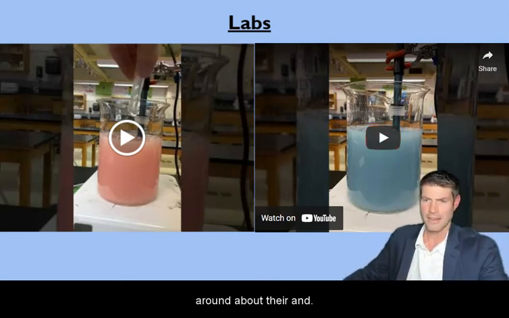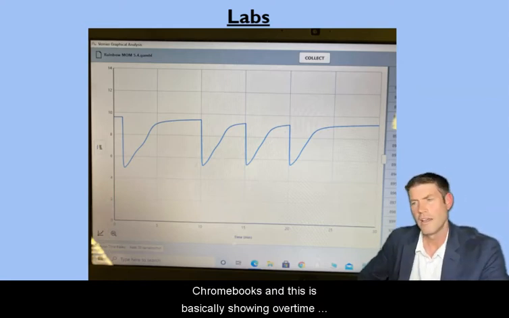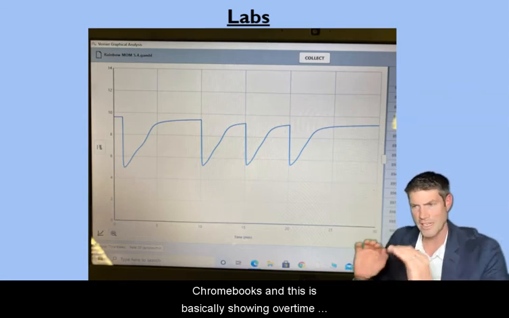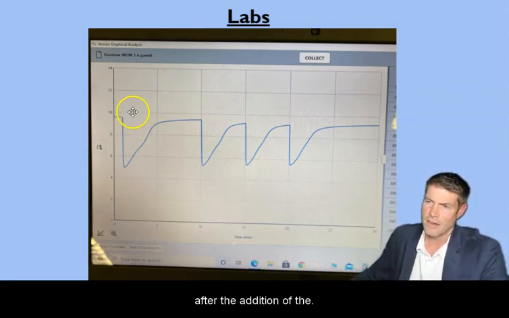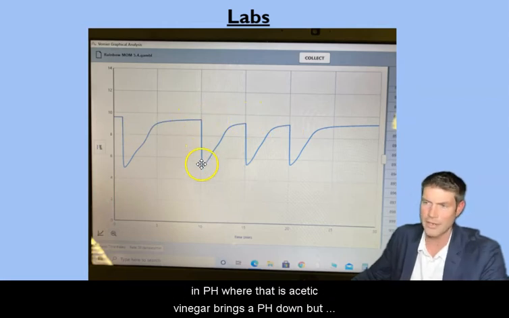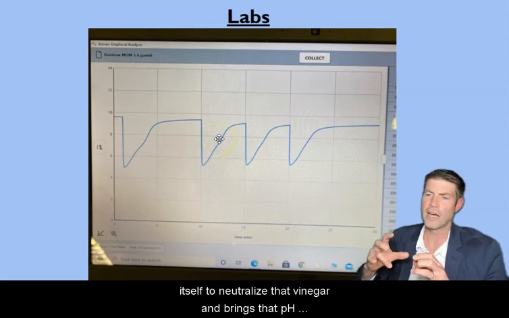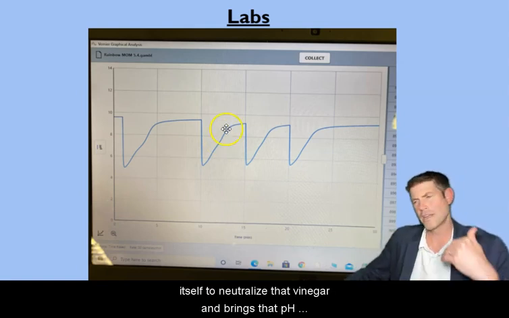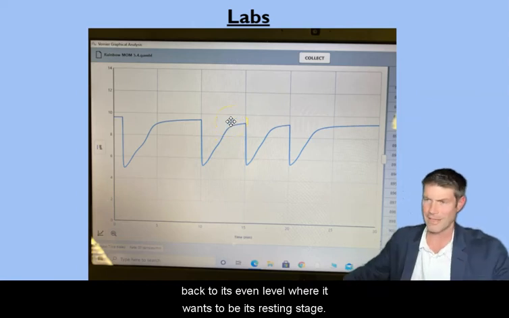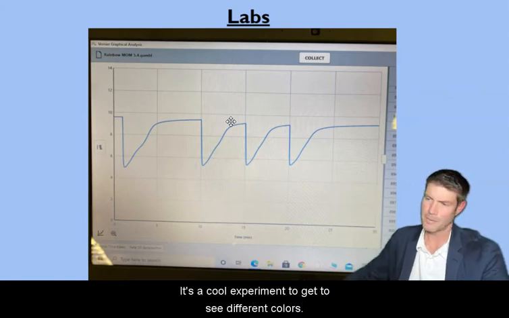And we have a lot of sensors we hook up to our Chromebooks, and this is basically showing over time after the addition of the vinegar at minute 1, minute 10, 15, and 20. You can see that dive in pH where the acidic vinegar brings the pH down. But then the milk of magnesia dissolves itself, eats itself up to neutralize that vinegar and brings that pH back to its even level. Where it wants to be, its resting state. It's just a cool experiment.